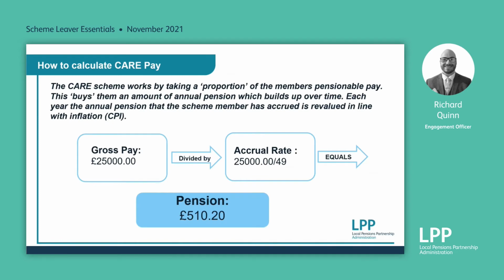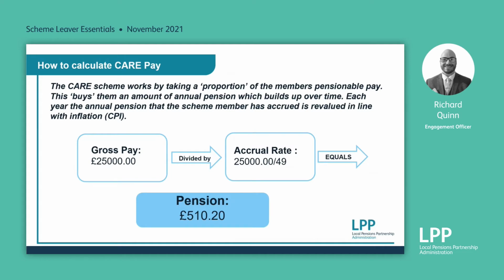The LGPS changed to a career average revalued earnings scheme, otherwise referred to as a CARE scheme, on the 1st of April 2014. The benefits are run on an account basis, so for each year a member accrues an annual pension that is held in their account and revalued in line with inflation based on the Consumer Price Index. The formula for calculating a member's annual CARE pension is dependent on whether they are in the main scheme or 50/50 scheme. The main scheme has an accrual rate of 1/49th and the 50/50 scheme has an accrual rate of 1/98th, effectively equating to half of the main scheme.